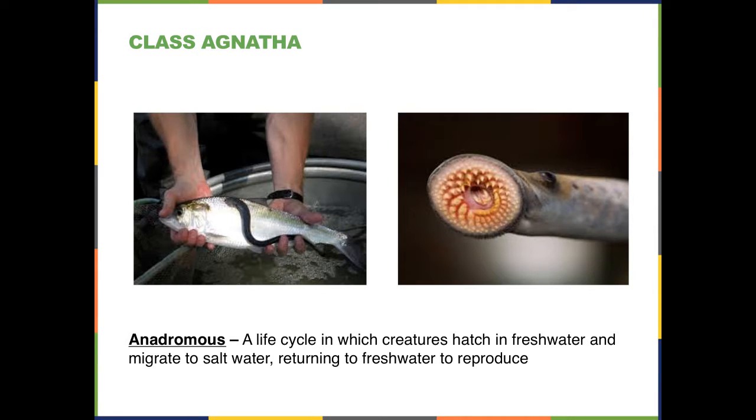Now, it is not just organisms like this that do that. You recall that salmon hatch in the fresh waters. They swim out to the ocean. They spend a considerable amount of their life cycle in the ocean, and then they swim back upstream to spawn, and then after that they die. Young lampreys are called ammocoetes, and these are their larval forms.